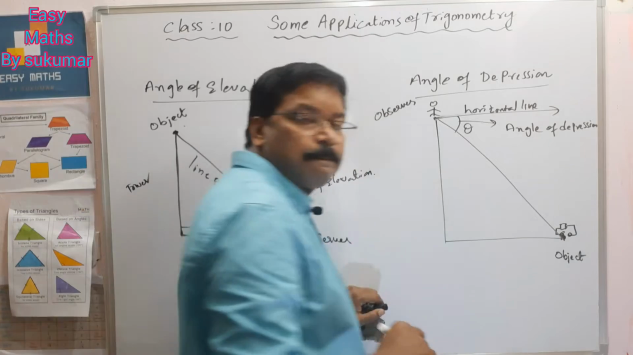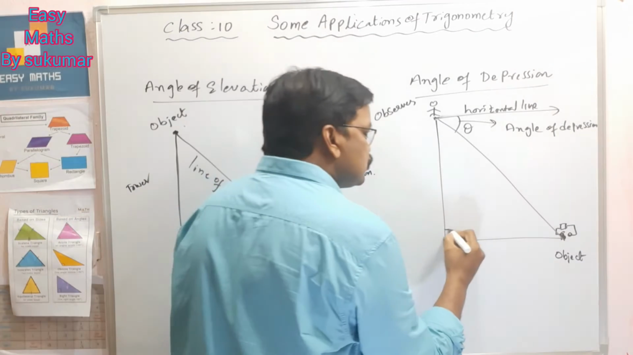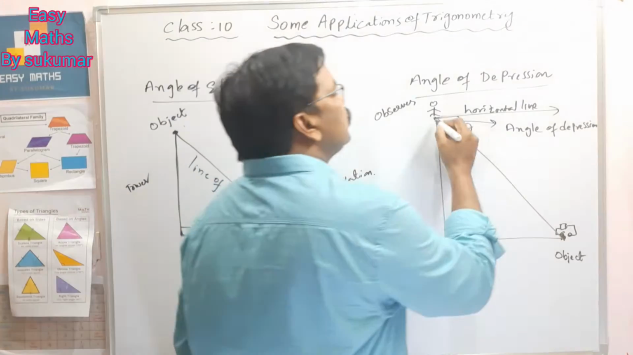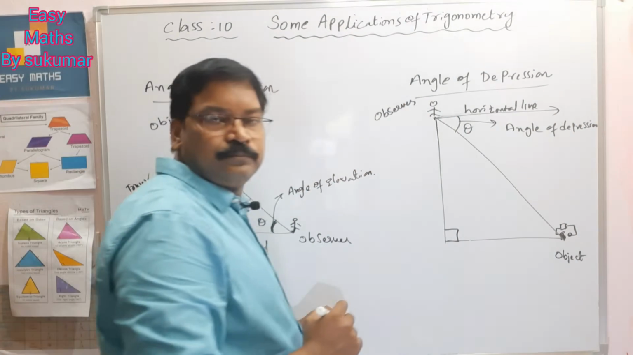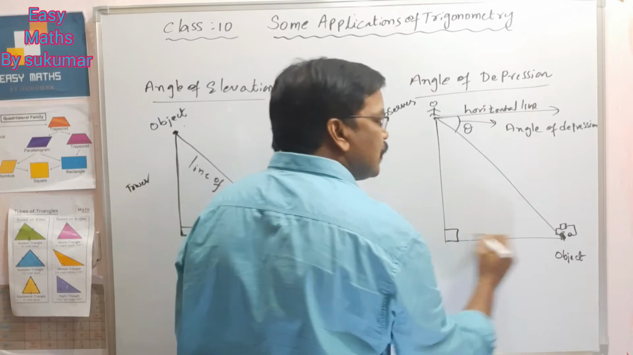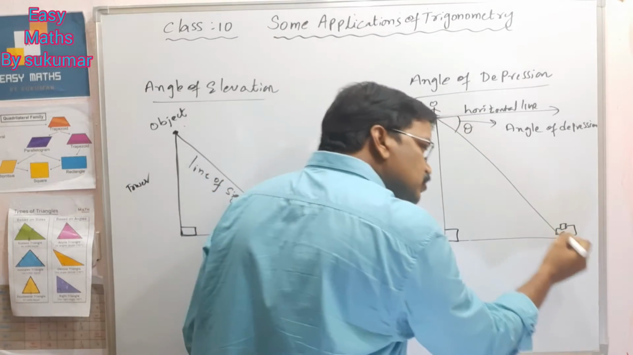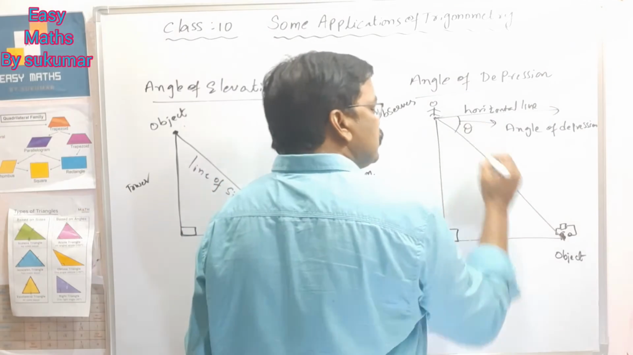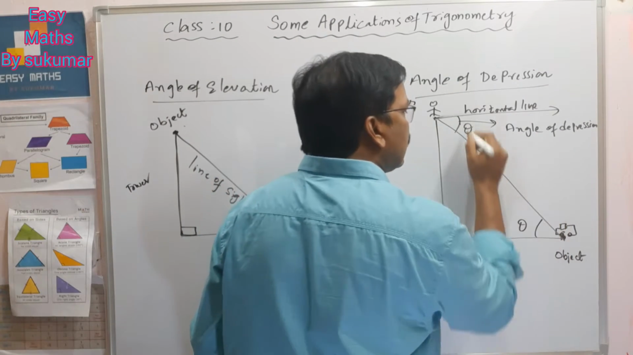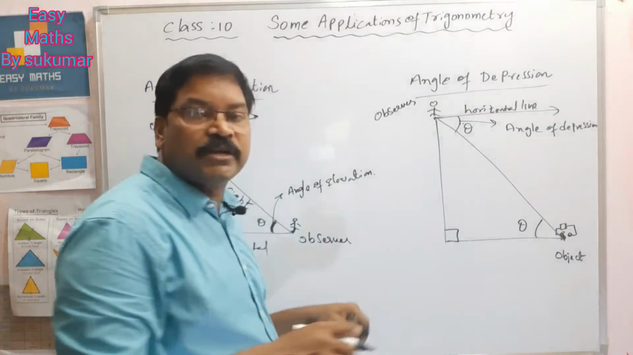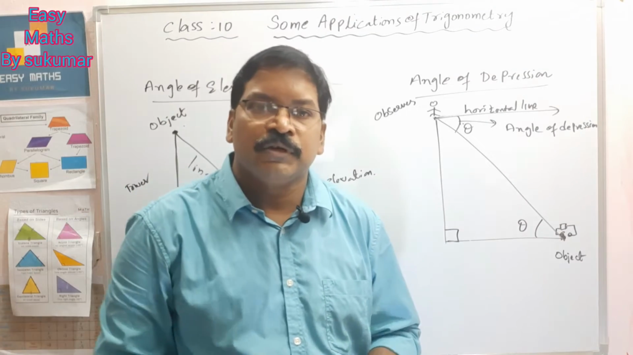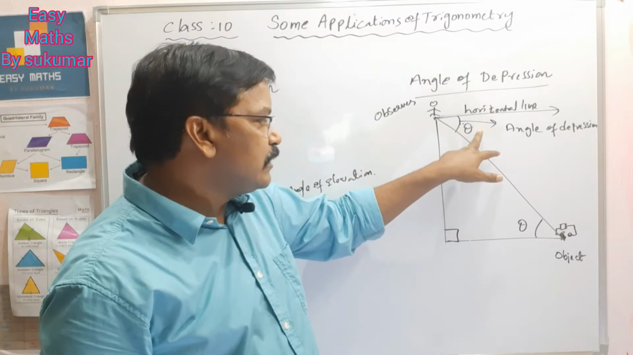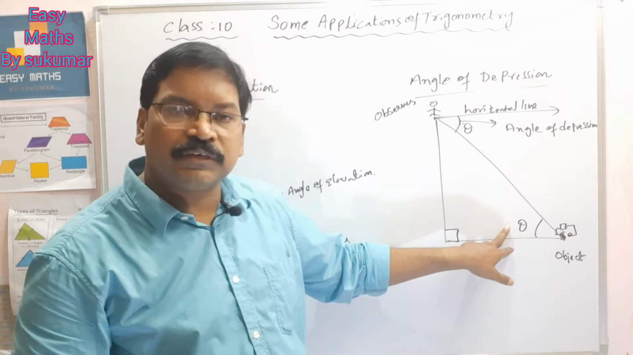As you know, this is 90 degrees. See, these two lines are parallel. Just imagine this is a transversal. So my dear students, these two angles are equal. Why? These two are called alternate interior angles, and alternate interior angles are equal. So if it is theta, this is also theta.